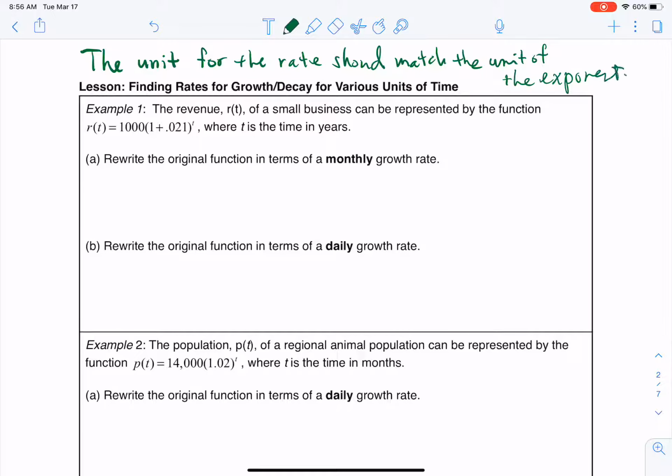For the examples we're going to look at, we're going to be given rates that are in terms of, for the first one, years, and we're going to be asked to convert the equation to reflect a monthly growth rate and also a daily growth rate.